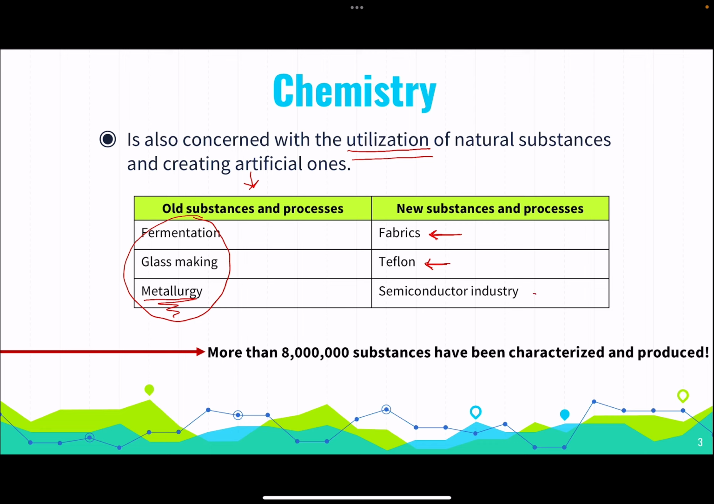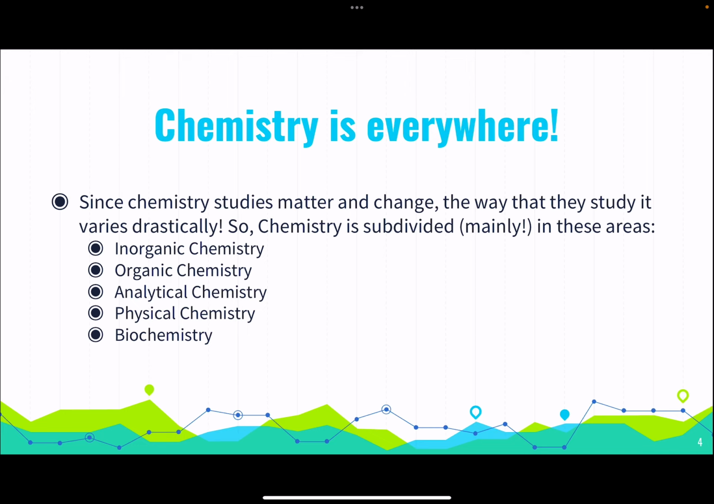And also super important for all of our nice smart devices is the semiconductor industry. How do we make things where energy is passed through very, very fast and very, very efficiently? It says more than 8 million substances have been characterized and produced. So if you see, chemistry is everywhere.